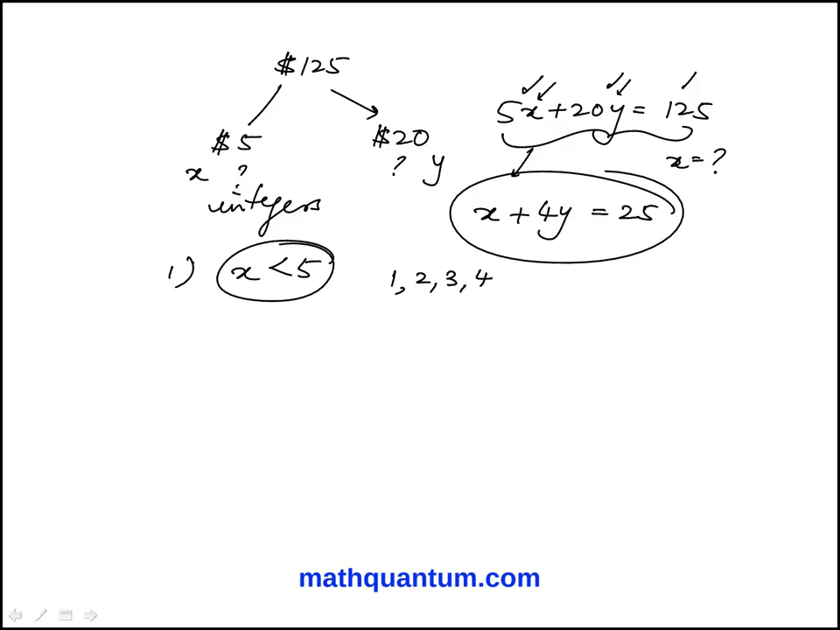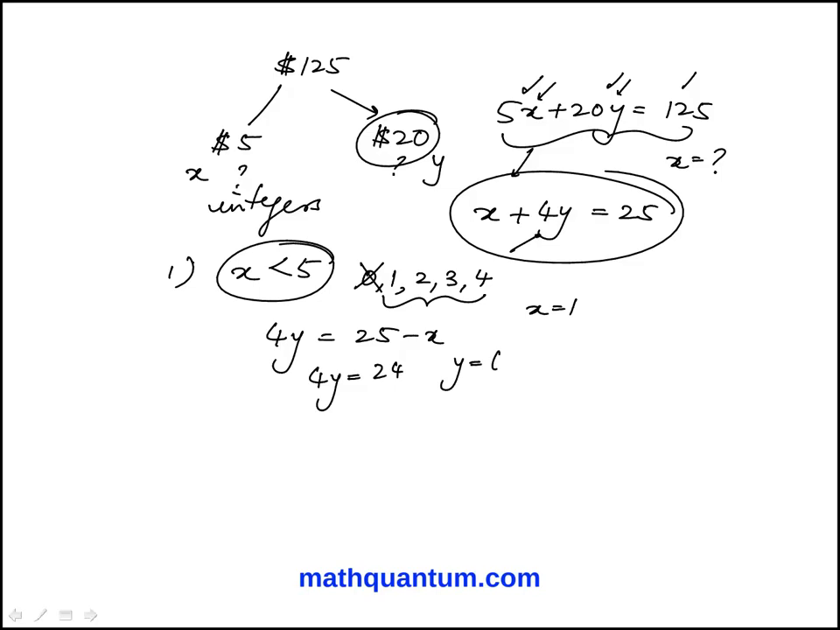We could have 0 as well, but we know that if you have 0, we can't get to 125, so 0 is not a possibility. So here, we'll look at these values and we'll see which one gives us a whole number value for Y. So 4Y is 25 minus X. So if X is 1, this is 25 minus 1 is 24, Y is 6. So that's a possible solution.